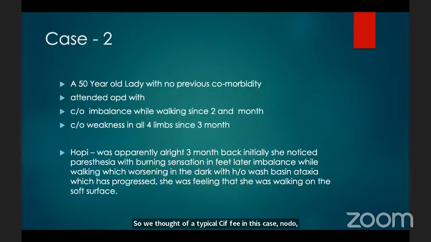Then case number 2. This is a 50-year-old lady with no previous comorbidities, who attended OPD with the chief complaint of imbalance while walking for the past 2.5 months and weakness of all 4 limbs for 2.5 months. She initially started with paresthesia and burning sensation in the feet. One week later, she started complaining of imbalance, which worsened in the dark, with a history of wash basin ataxia, and which has progressed.